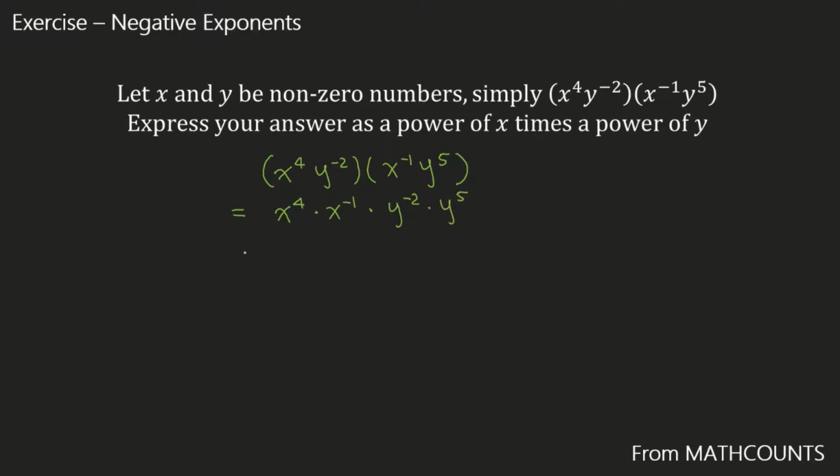Now we're going to combine exponents with the same base together. And this gives us x to the 4 plus negative 1, which is 4 minus 1, multiplied by y raised to the power of negative 2 plus 5. So this is the equivalent of x to the 3rd multiplied by y to the 3rd. And that is our final answer.